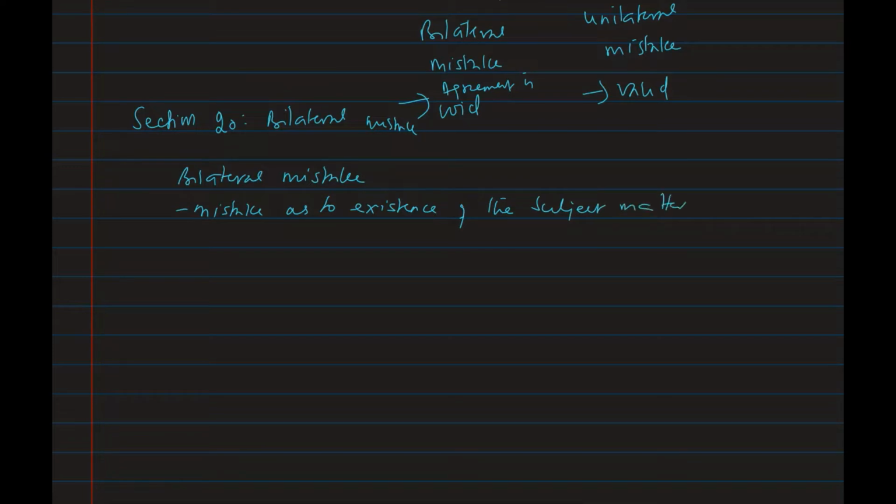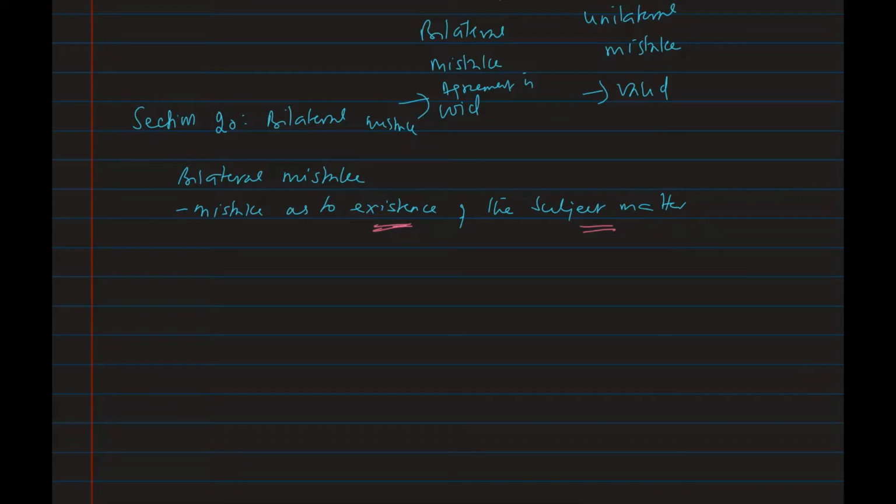Now I give you an example. A and B enter into an agreement without knowing the car is damaged by fire. It's a bilateral mistake as to existence. So I have used the word here, existence. The mistake is regarding existence, and of course what is important is subject matter.